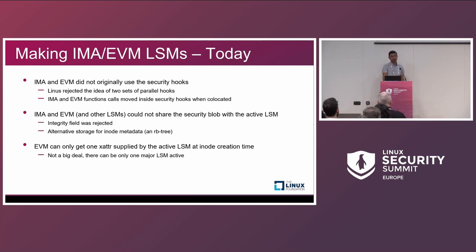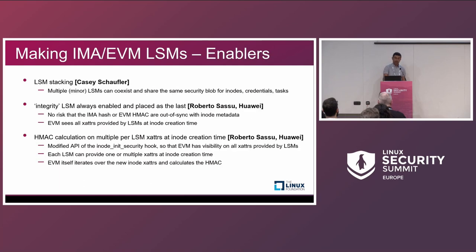Also, EVM, although it can calculate the HMAC on multiple extended attributes, had an API that at the time allowed it to know about only one extended attribute. Over the years, the situation improved. So the technical limitations that we had before were solved. In particular, thanks to the work of Casey Schaufler, now we have LSM stacking, which allows calling multiple minor LSMs sequentially. And also, it's possible to share the security blob among different LSMs.